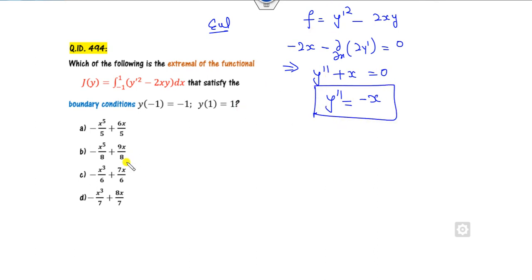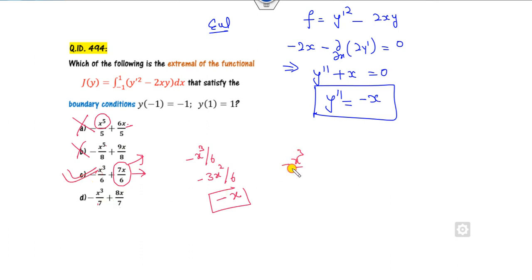Fine. Look at the options. The fifth derivative can never be linear. Now you can see about here, the second derivative of this will be 0. The only remaining one is here. What is the second derivative? The first derivative is here, and the second derivative is minus x. So this is the correct option. x cubed by 7: the first derivative is this, and the second derivative is minus 6 by 7 x, which is not true. The right answer is only C is the correct answer.